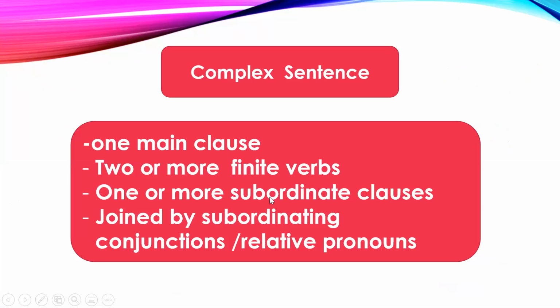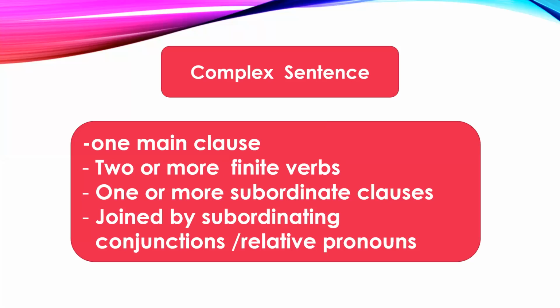So first of all, let us revise what is a complex sentence. A complex sentence has only one main or independent clause. Remember that a complex sentence has only one main or one independent clause. It can have two or more finite verbs, while a simple sentence can only have one finite verb. A compound sentence can have two finite verbs or more, and a complex sentence can also have two or more finite verbs depending on how many clauses it is joining.